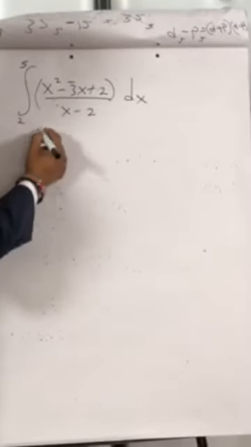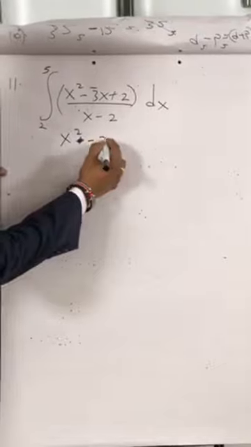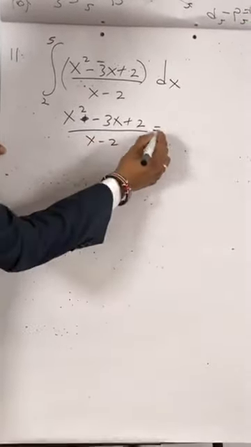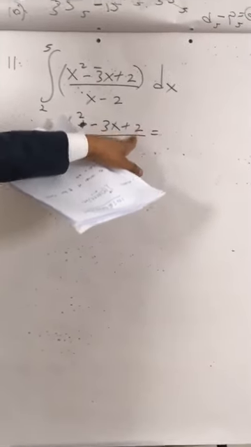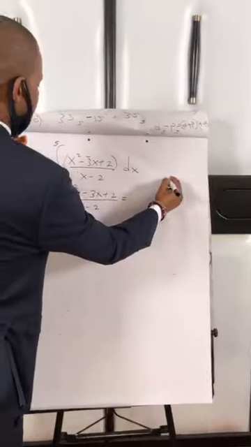So question number 11, you are told to integrate, writing x squared minus 3x plus 2 divided by x minus 2. Look for two numbers. If you multiply them, gives you positive 2. If you add them, gives you negative 3. So the two numbers are negative 1 and negative 2. When you add these two numbers, gives you negative 3. But when you multiply them, gives you positive 2.